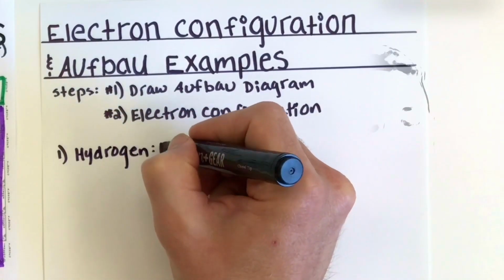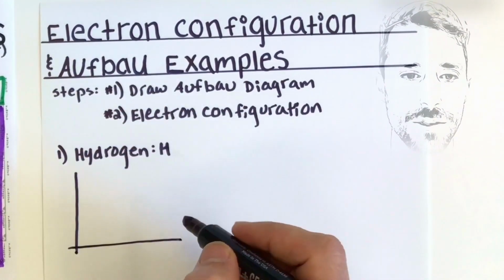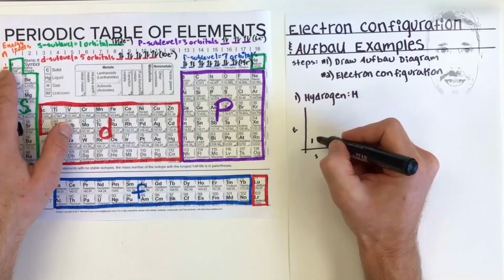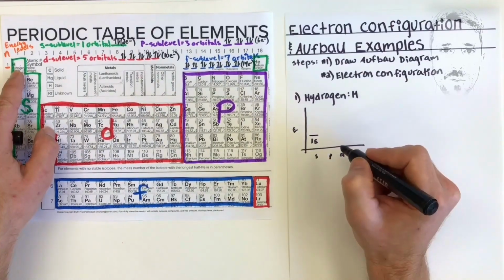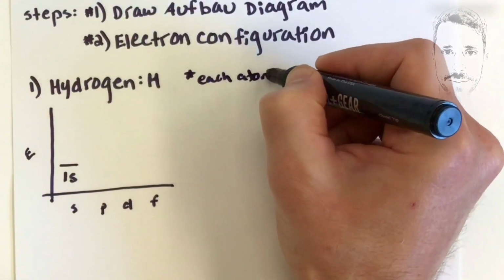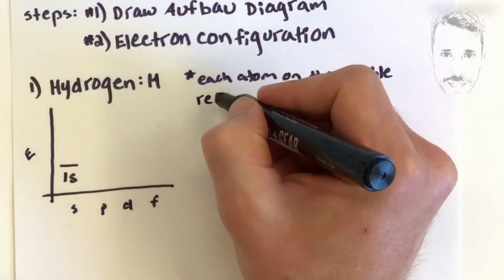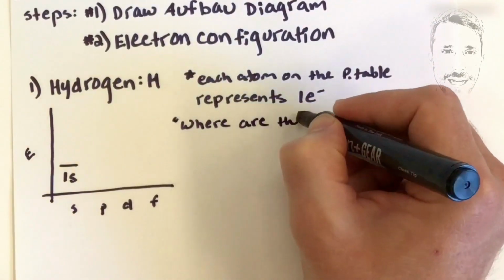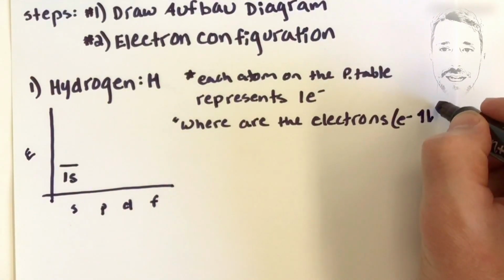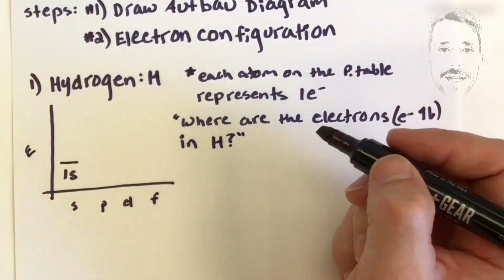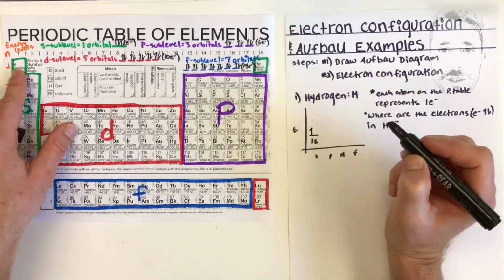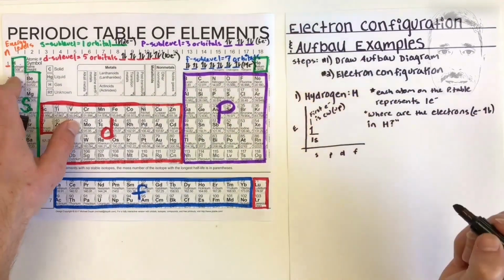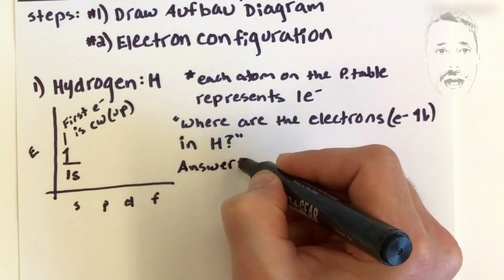Let's do hydrogen first. We got our energy sublevel, SPDF. Hydrogen, easy one. We're in the 1s, and it has 1 orbital. So here's our rules when we're doing Aufbau diagram. Each atom on the periodic table represents 1 electron. So when I think of electron configuration, it's telling me where are the electrons that are in hydrogen. So in hydrogen, there's only 1 spot there, that first atom, and the first electron is always up.